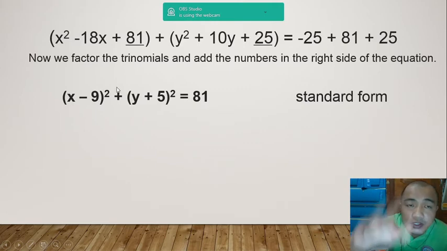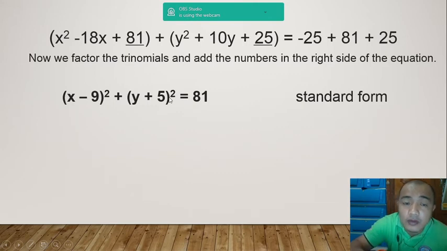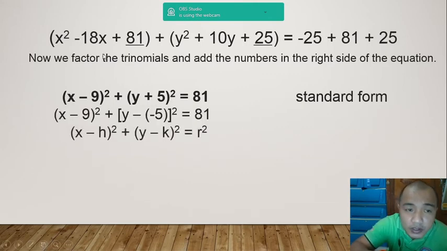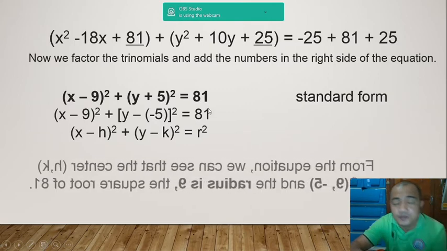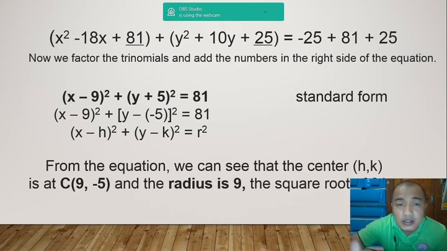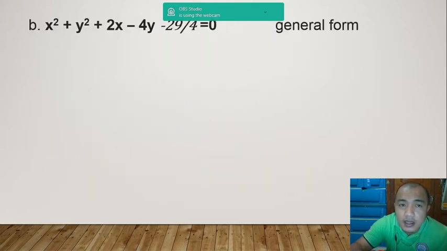So, yung general form, naging standard form. From the standard form, we can now identify the center, which is 9, negative 5, radius is square root of 81, 9, right? Same answer as in number 1, A, right? Center 9, negative 5, radius is 9. Okay, now let's proceed to letter B.